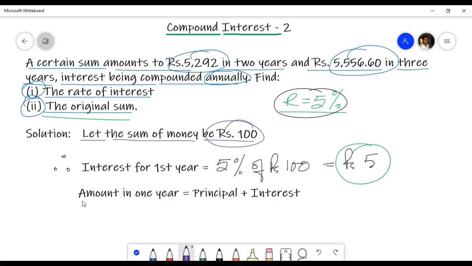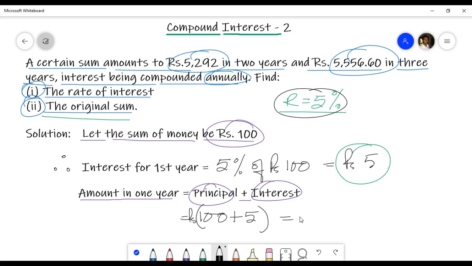Now we'll also have to find the amount in 1 year. You know the formula very well, principal plus interest. Principal is 100 here plus interest, that is 5. So we will add these two, 100 plus 5. It's a very simple addition, and you know that the amount in 1 year will be rupees 105. 105 rupees is the amount.